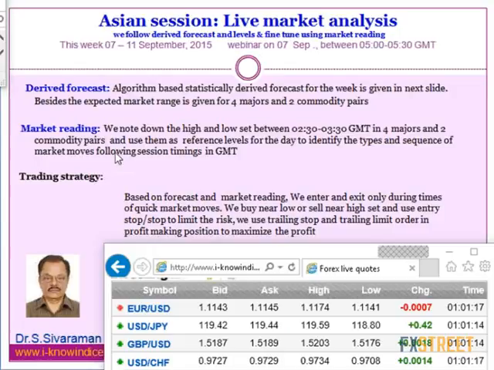Besides, I'll also touch upon the market reading, how noting down the initial lows and the highs around 3:30 GMT, we'll be in a position to identify the intentions of the traders or of the players from time to time, and then plan our trades accordingly. So these things are concerned with the market reading and the forecast, so that we'll be in a position to take an appropriate decision whether we can do a buy and sell trade or a sell and buy trade.